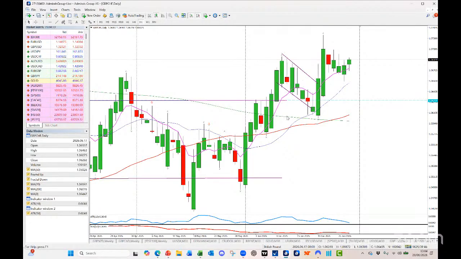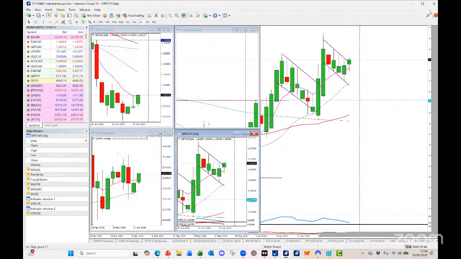Okay, that is, as I said, more to do with Swiss franc weakness rather than any particular joy for sterling. So let's just put that in there. Hopefully you can see that. All right, that's what we look at there.